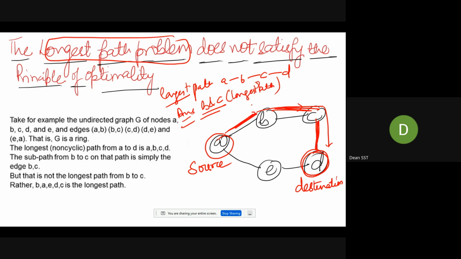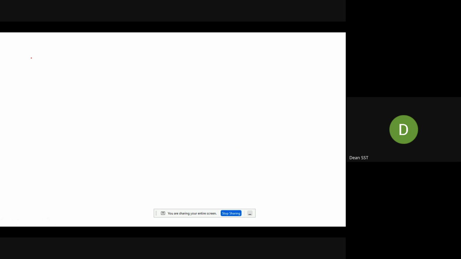So what will be the longest path? B to C? No, this one will not be the longest path. The longest path will be from B to A, A to E, E to D, and this will be the longest path. So we can say the longest path problem does not satisfy the principle of optimality. Is it clear?